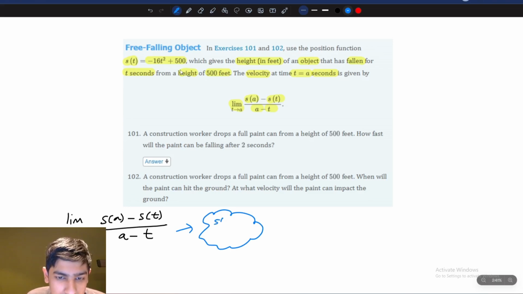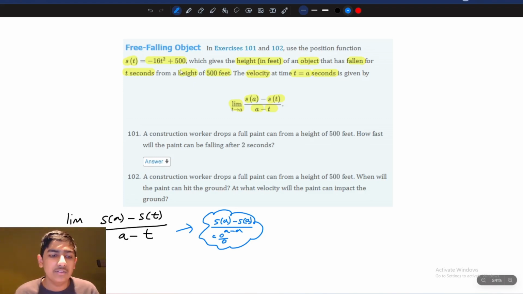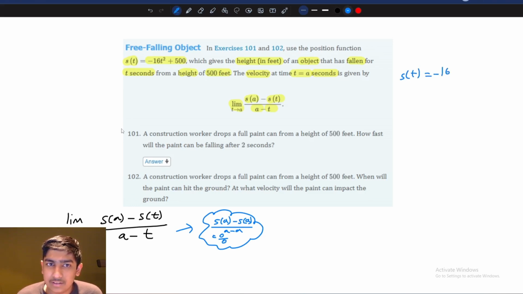We get s of a minus s of a over a minus a, and hopefully you realize that that's 0 over 0, which is one of our many indeterminate forms. So what we can do here is some sort of algebraic manipulation. We're given s of t here, and I'm going to rewrite it here. S of t equals negative 16t squared plus 500.